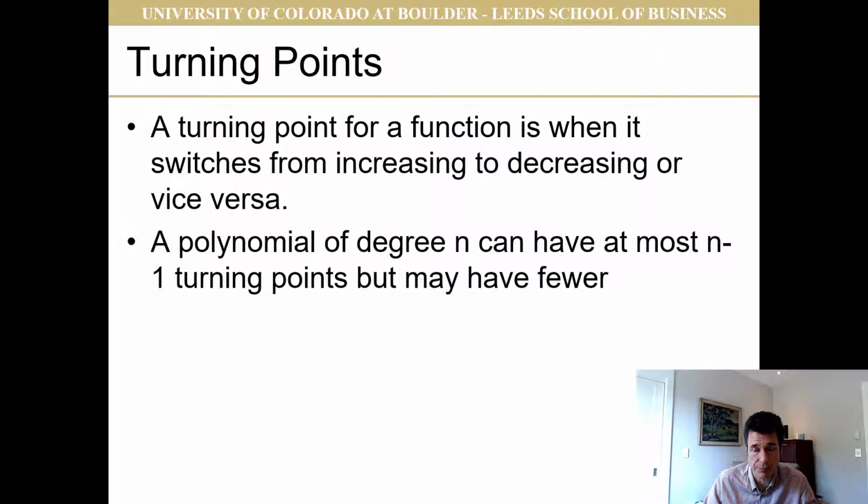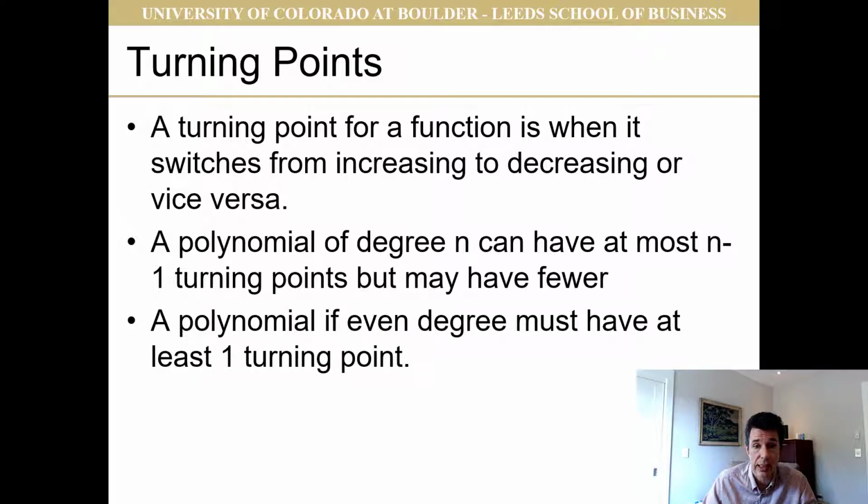Now, a polynomial of degree n can have at most n minus 1 turning points, but may have fewer. So, for example, we've looked at quadratic functions before. A quadratic function can have at most, and in fact actually has, exactly one turning point. A cubic function has degree 3, and a cubic function might have no turning points. It might have 2 turning points, but that's it. It can't have more than 2, and so on. So a polynomial, if it's got even degree, it must have at least one turning point.